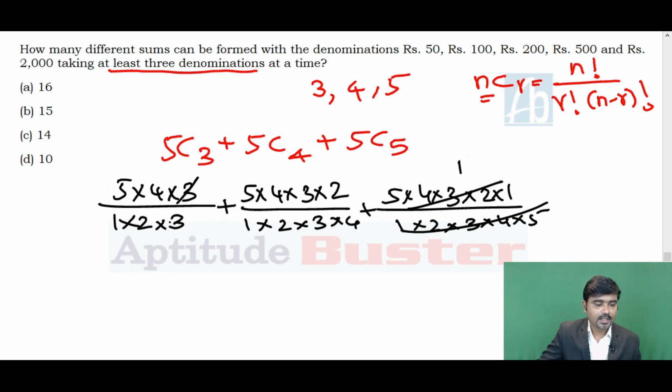Here 3 gets cancelled. 2 times 2 is 4. In this case 2 gets cancelled. 3 gets cancelled. 4 gets cancelled. So 5 into 2 is 10. This one is 5, plus 1.